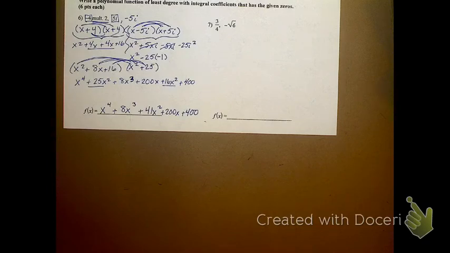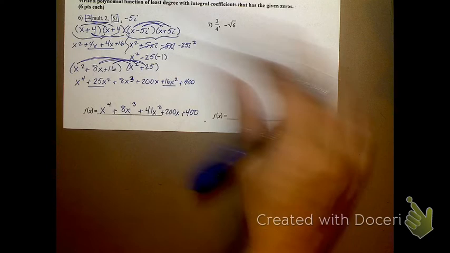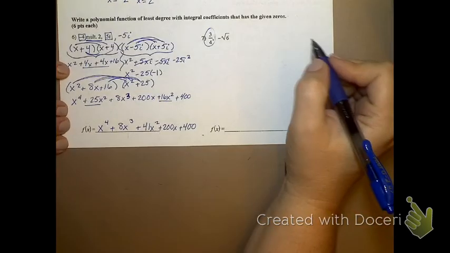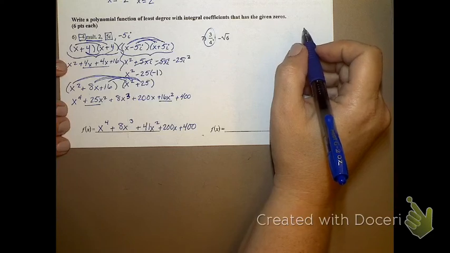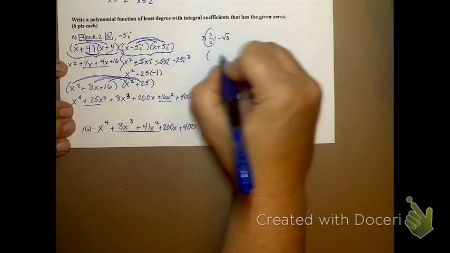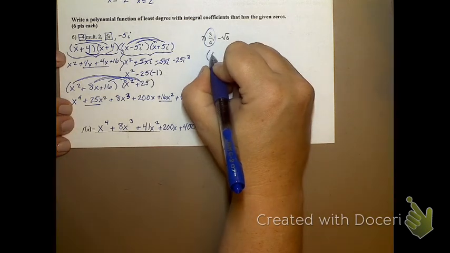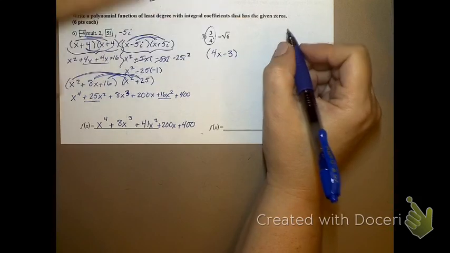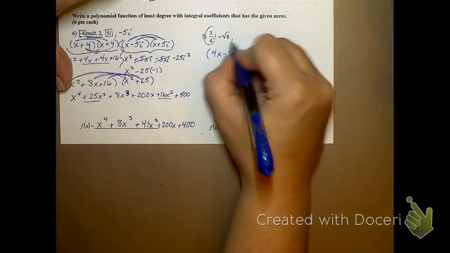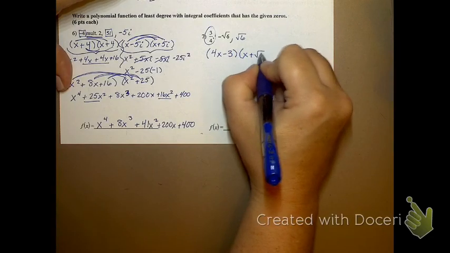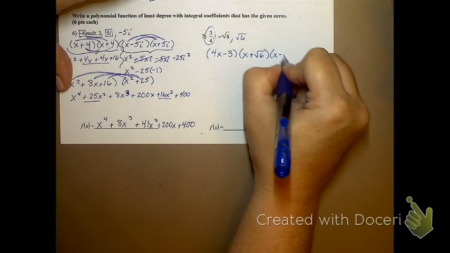Okay. Let's move on to this one. 3/4. Does that mean negative 3/4 is also a 0? No. Only with radicals and i's. What is that going to look like in parentheses? 4x minus 3. Negative radical 6 is a 0. So what else is a 0? Positive radical 6. So I'm going to have x plus rad 6 and x minus rad 6.